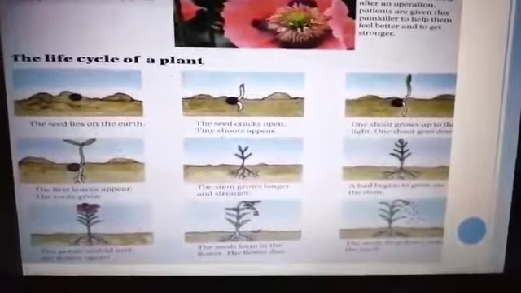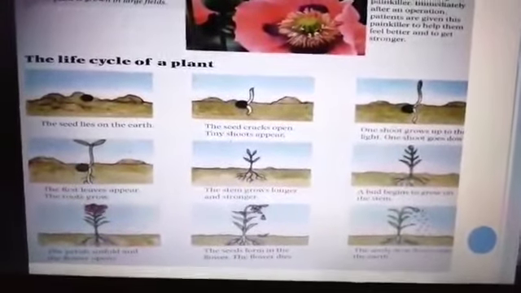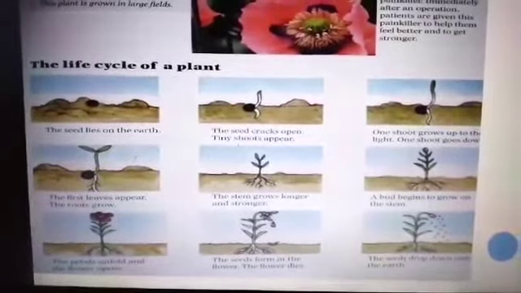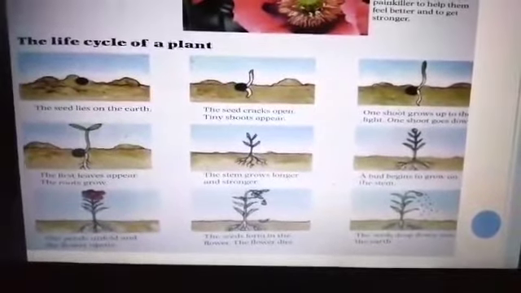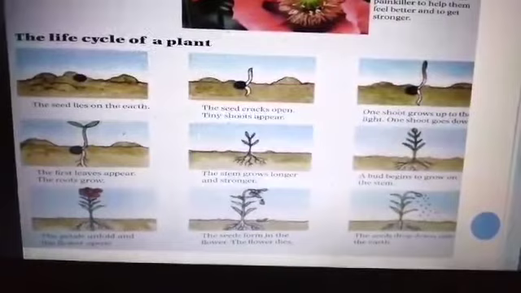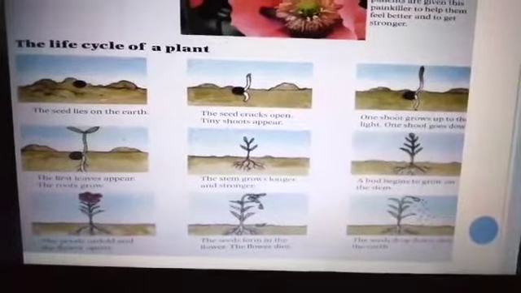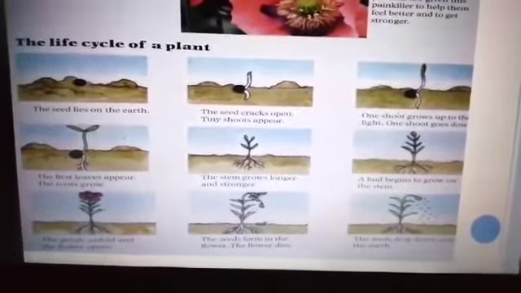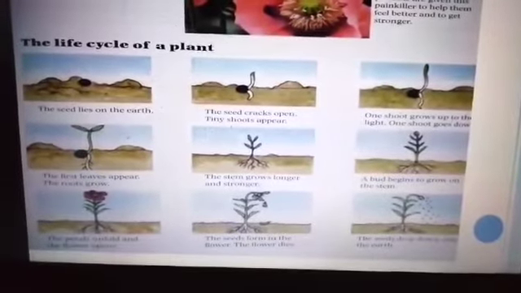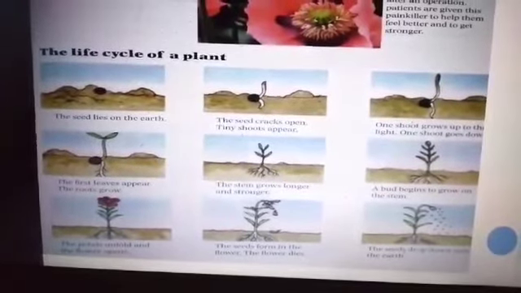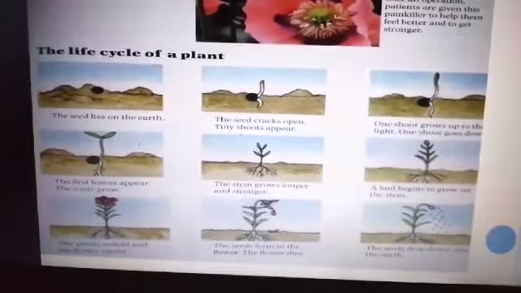The life cycle of a plant. The seed lies on the earth. The seed cracks open. Tiny shoots appear. One shoot grows up to the light. One shoot goes down. The first leaves appear. The roots grow. The stem grows longer and stronger.